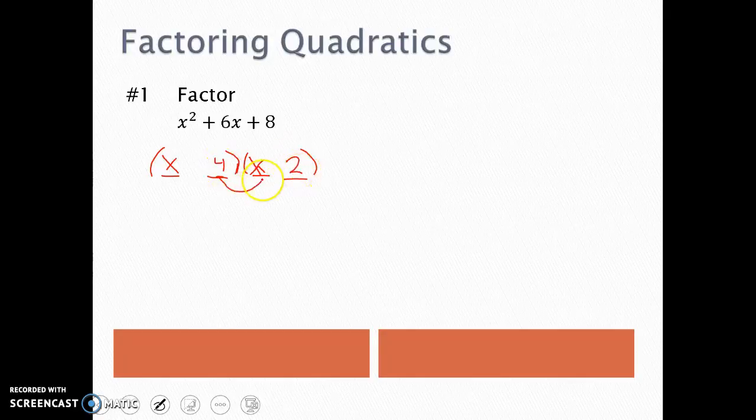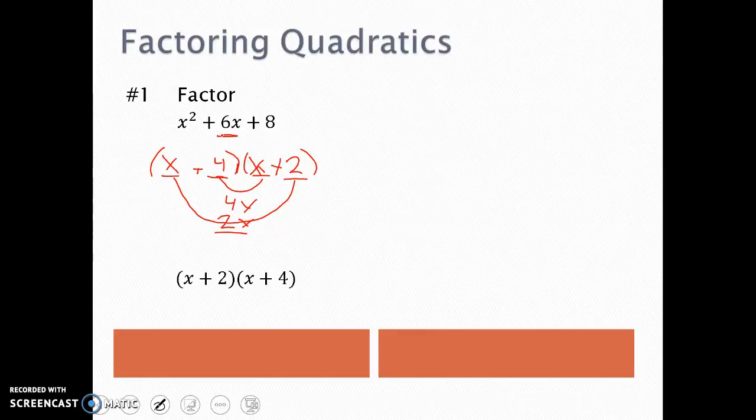And then we can just check here. 4 times x is 4x, if I make these both plus signs here. And then if I check my outside terms, x times 2 is 2x, and if I add those together, I do indeed get 6x, which is my middle term there. And so the correct answer here is x plus 2 times x plus 4.